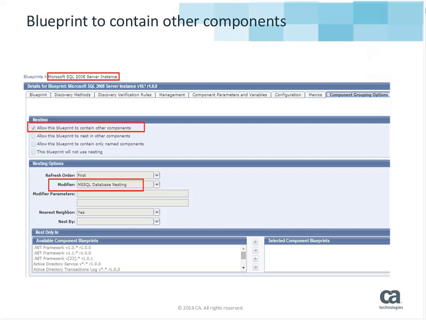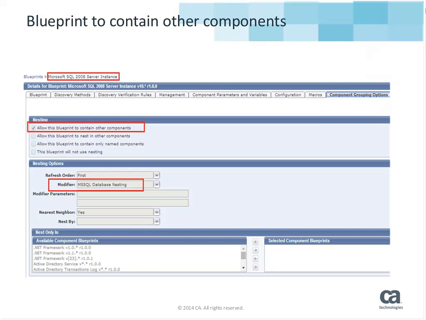So for one of the blueprints, we take a look at blueprints that contain other components. So we go through this process. We go find our blueprint, the 2008 server instance, and I'm going to go ahead and select that. Then I'm going to allow blueprints to contain other components.